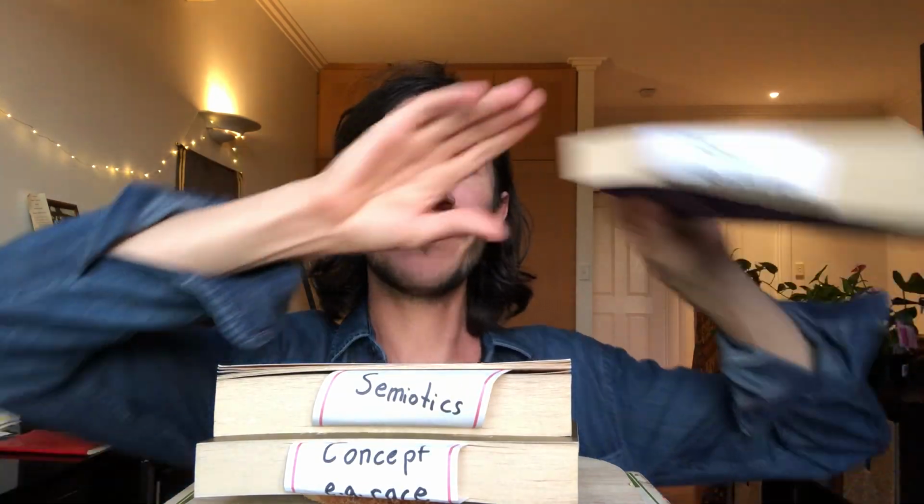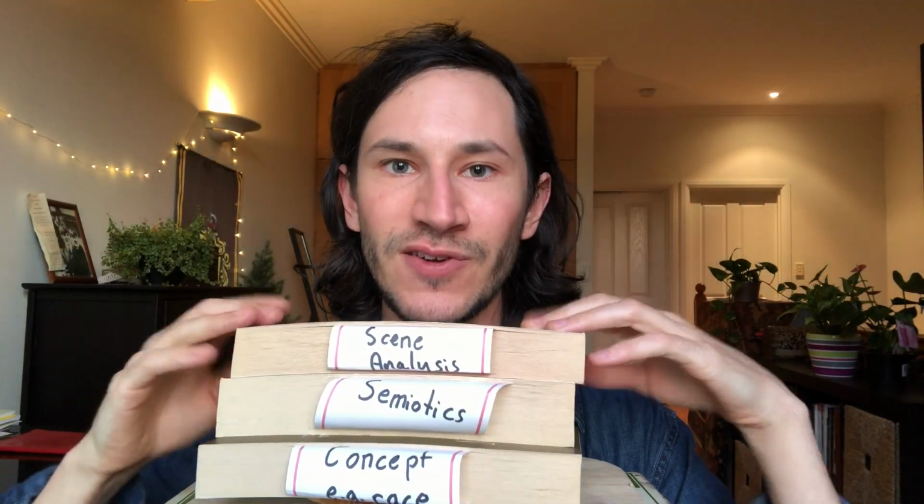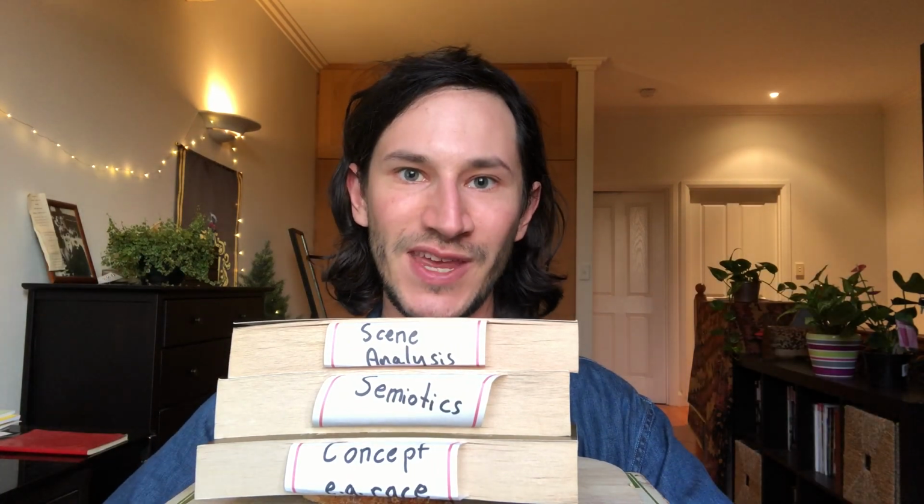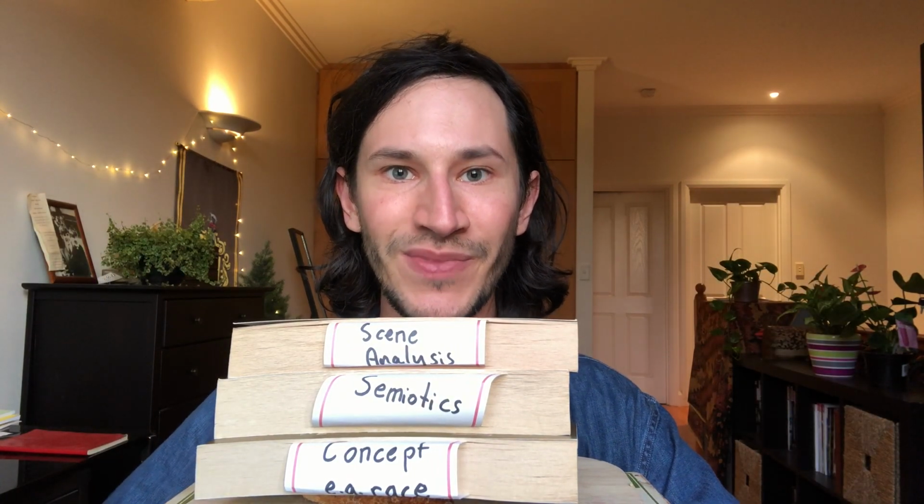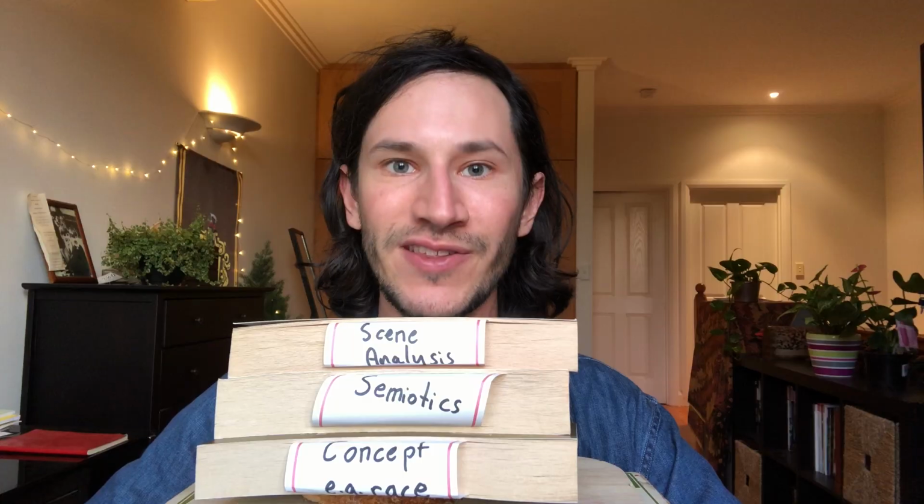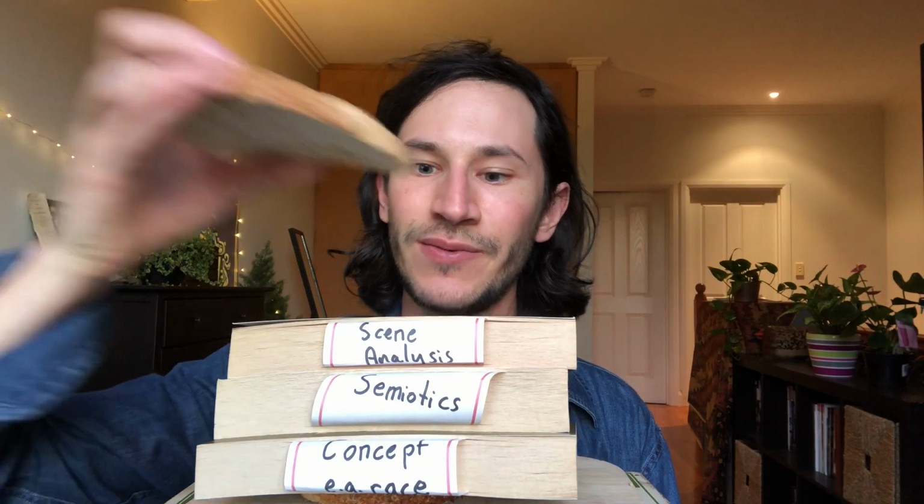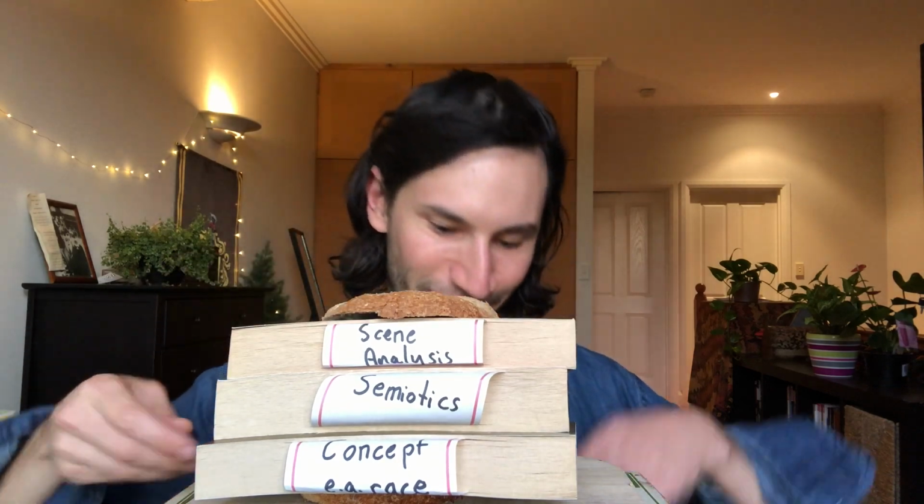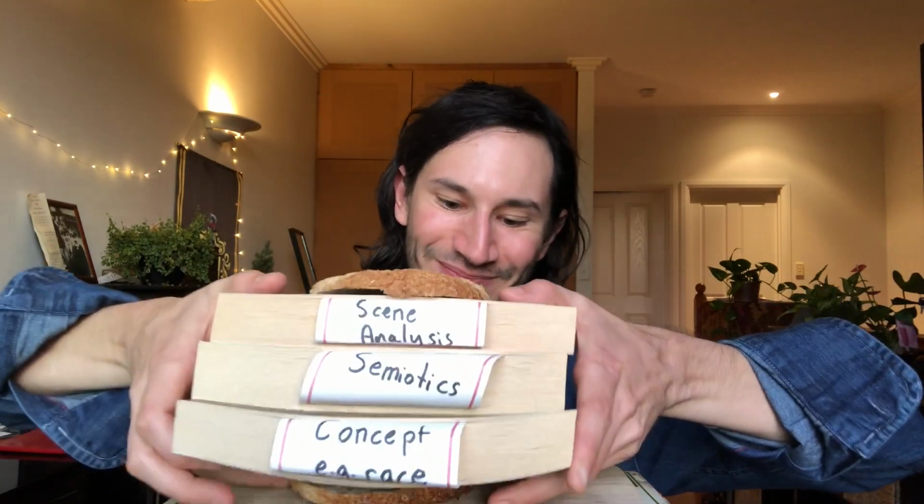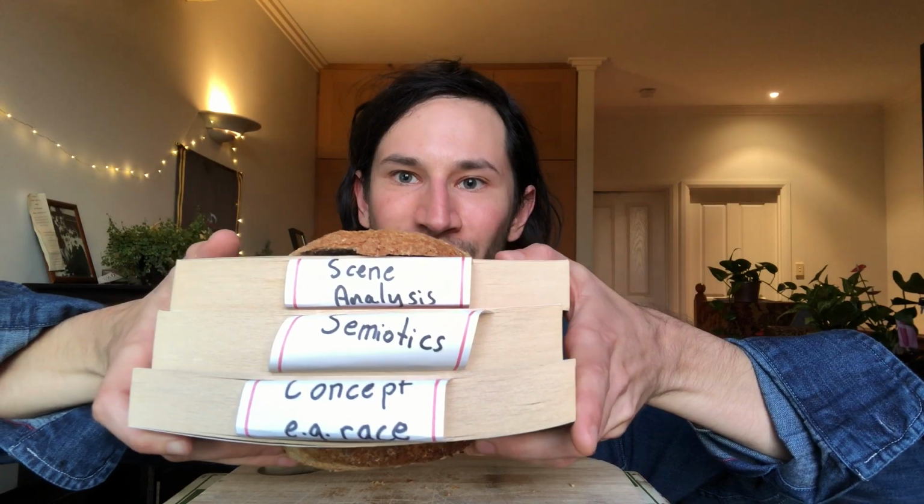Then you can turn to your scene. You describe the scene, say what's going on inside of it, and then you apply semiotics. Once all of that is done, you can relate it to the key concepts. Then put your final delicious slice on top, which is the conclusion.